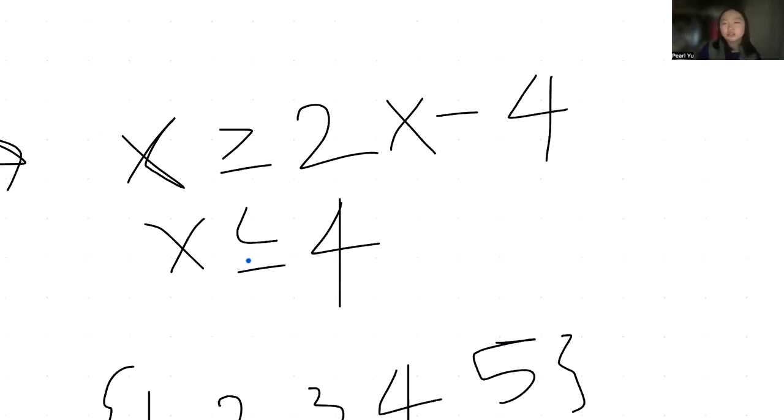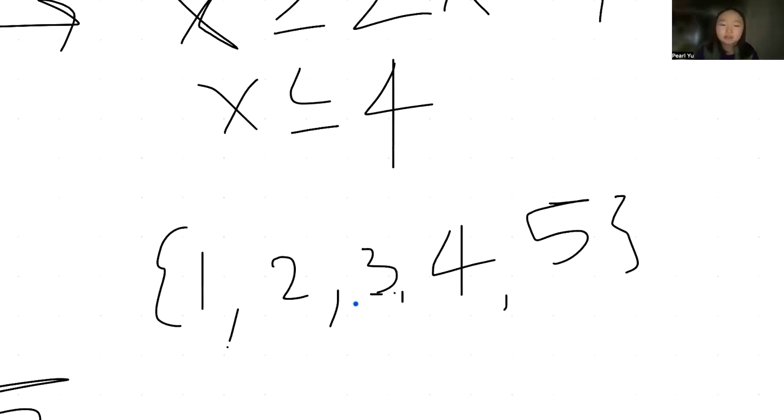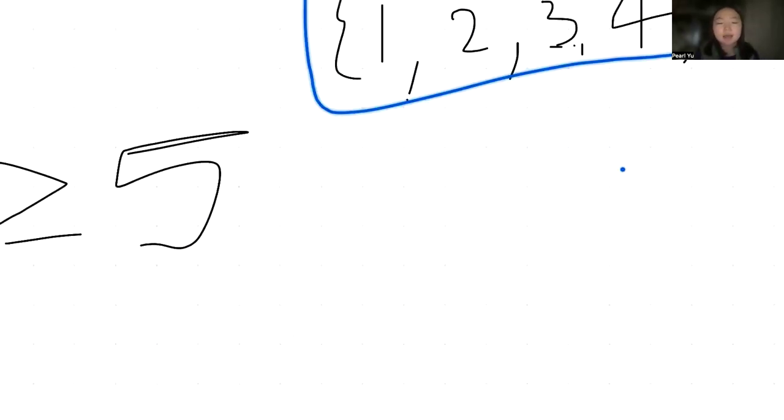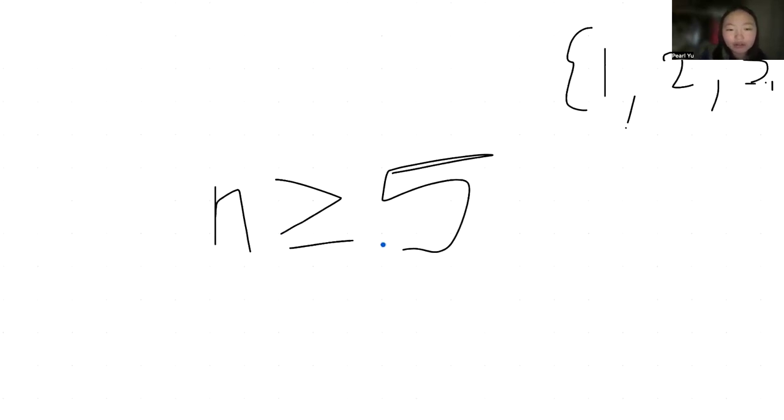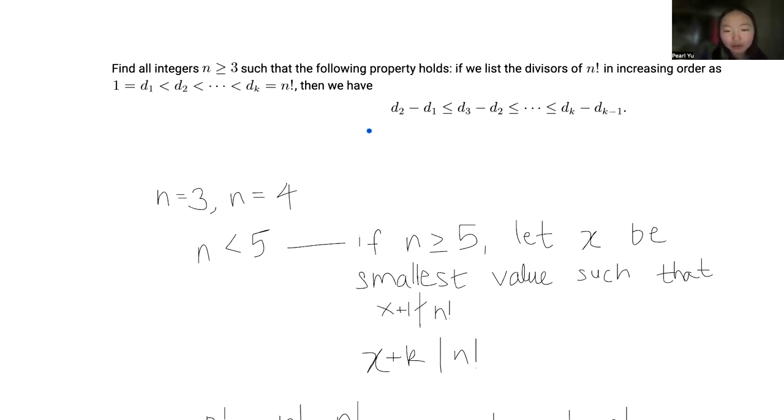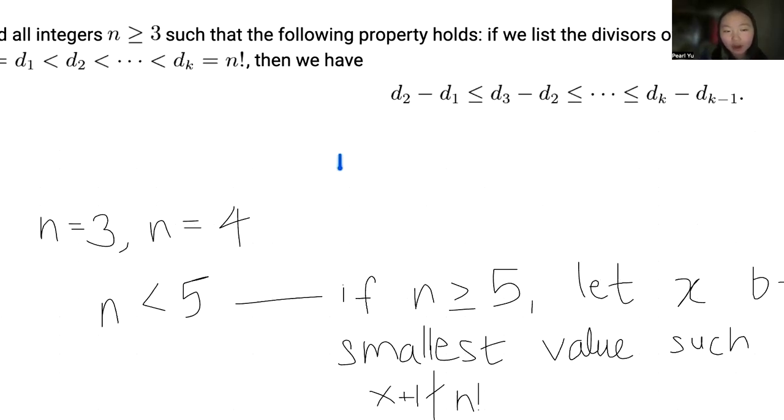Right, now this is a contradiction because x is in the range of 1 to 5. Therefore, n, by contradiction, can never be greater than or equal to 5. And so then what we can simply do is just check all n values from 1 up to 4. And when we do that, we find that 3 and 4 are our only possible solutions.